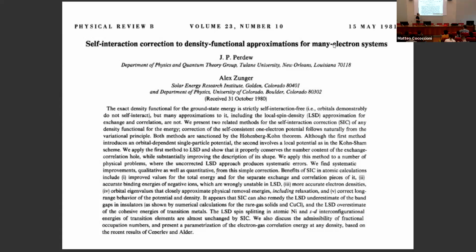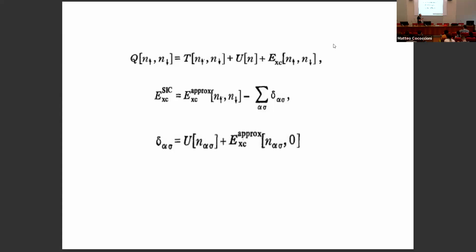Okay, so this is the 1981 paper dealing with self-interaction correction by Zunger. Basically what they say is that our functional is kinetic energy plus Hartree plus the exchange-correlation, and the exchange-correlation is modified from the approximation plus a correction. This correction is built by, for every single orbital, removing the Hartree energy corresponding to it, and putting back the approximate exchange-correlation energy for that orbital. So in Hartree-Fock, these two are equal and opposite, and delta is 0. If you have an approximate functional, this is non-zero.